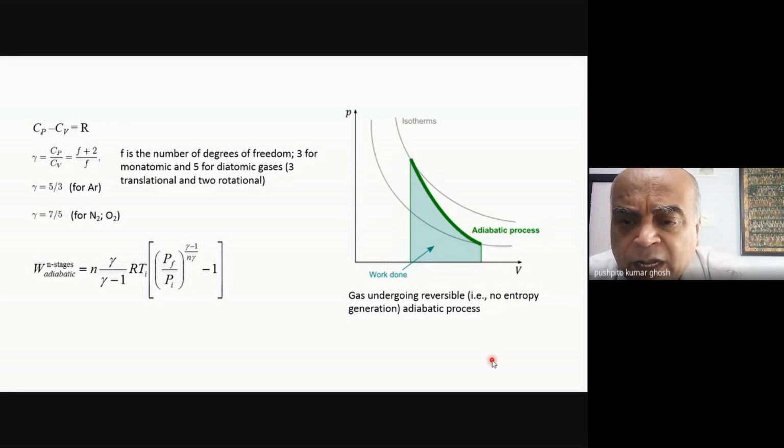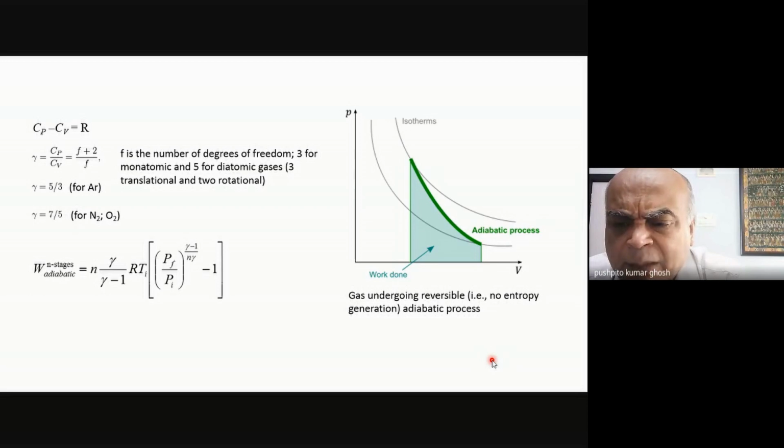Remember that, as I said, you can do it in 2 ways. You can do it in an irreversible manner. At one stage, I do a compression, or I can do it reversibly over multiple stages.